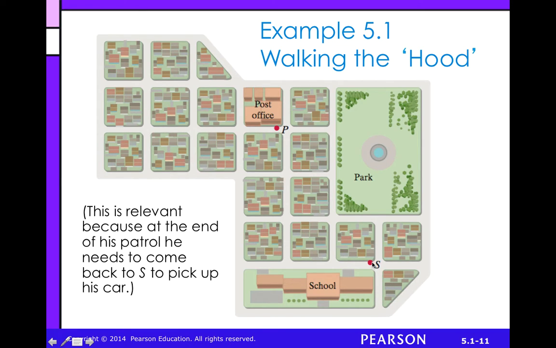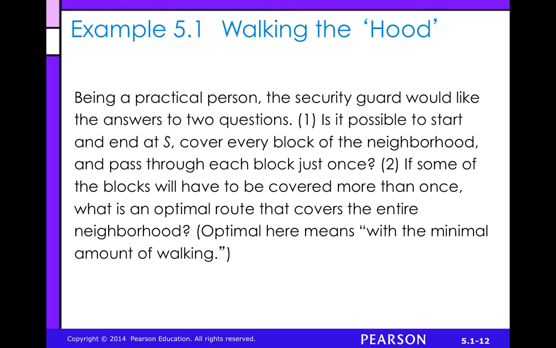So these are the kinds of questions we're interested in. How do I minimize the amount of walking I do if I'm the security guard? I would like to walk each block exactly once, but if that's not possible, then just find me a route where I minimize the amount of walking I do.